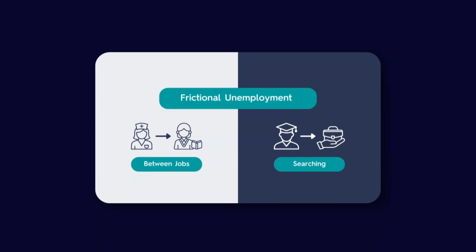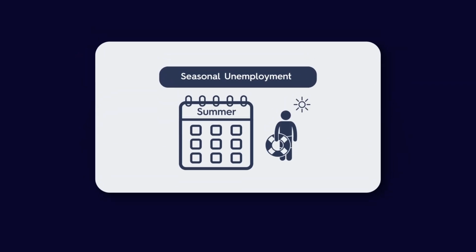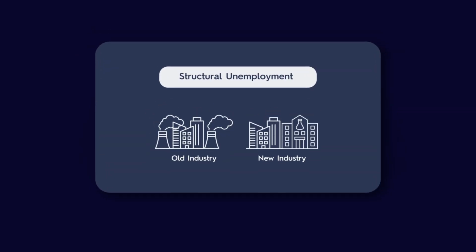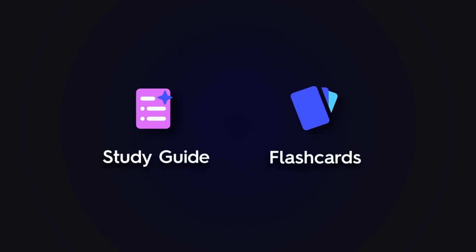So far, we've explored frictional, cyclical, seasonal, and structural unemployment. Try to match each type to a simple, real-life example. Ready to lock it in? Tap the link for study guides and flashcards on this topic, so you can keep learning without missing a beat.